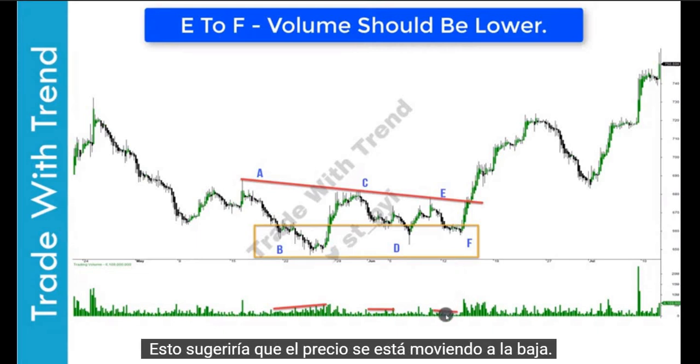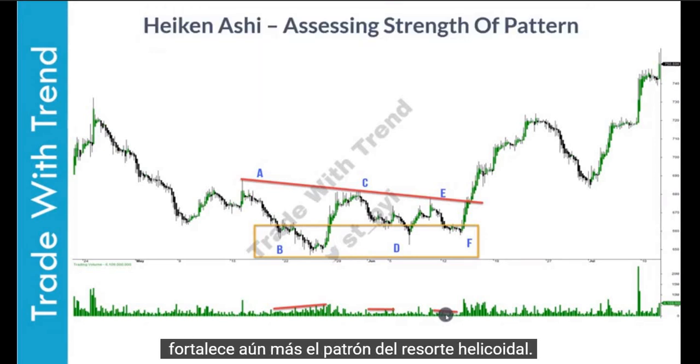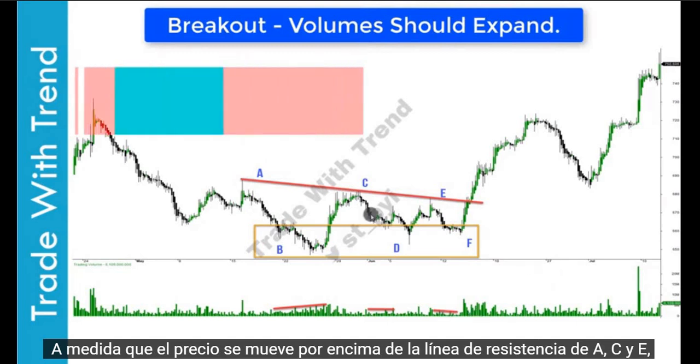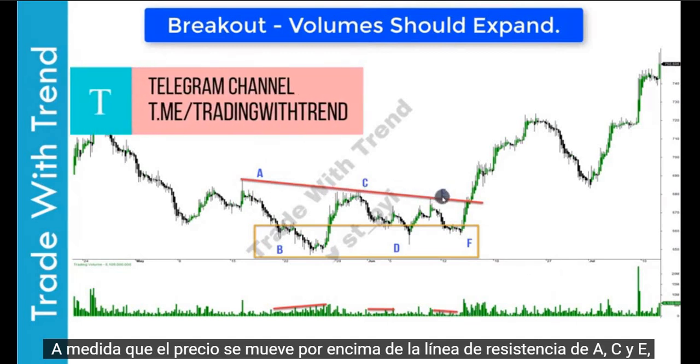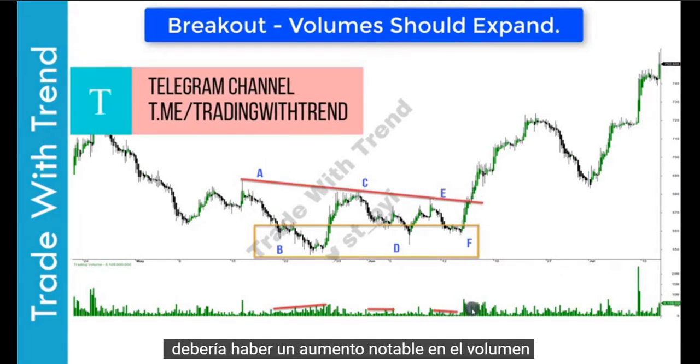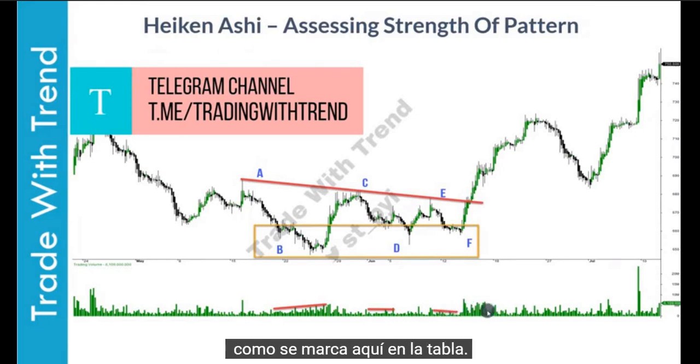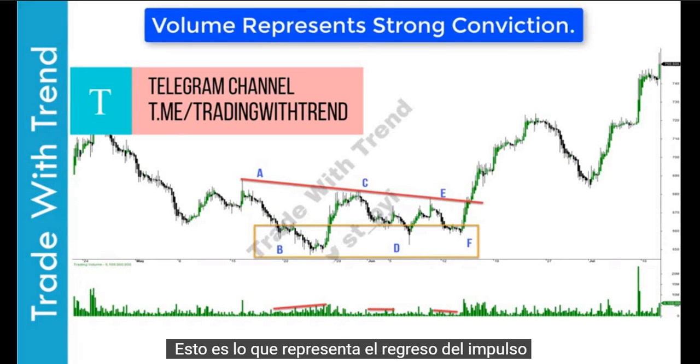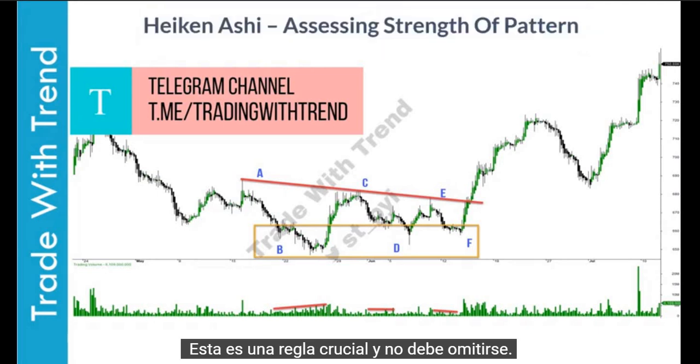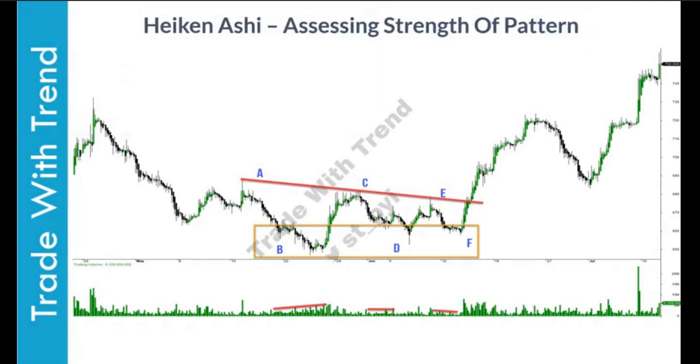This would suggest price is moving lower with less conviction, and this in turn strengthens the coil spring pattern further. As price moves above the resistance line of A, C and E, there should be notable pickup in volume as marked here on the chart. This is what represents momentum returning on back of high volume on the upside. This is a crucial rule and this should not be skipped while trading this strategy.